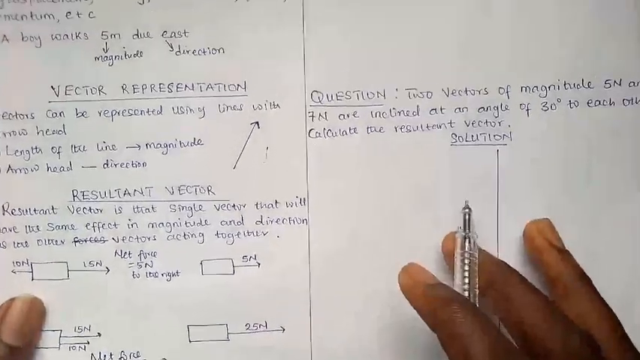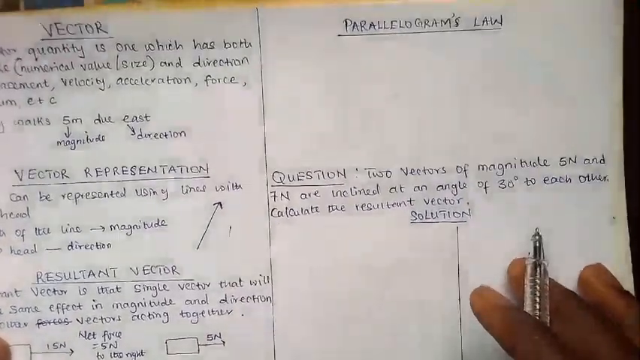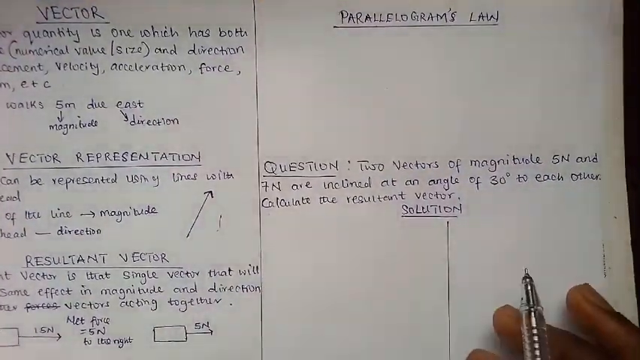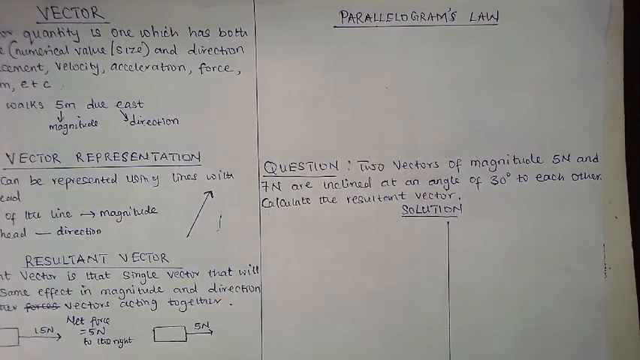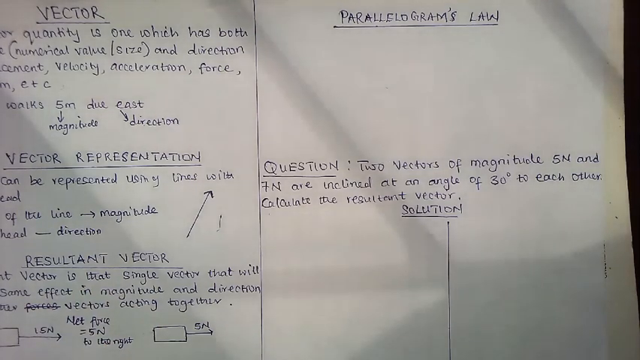Now, what if we have two vectors that are inclined at an angle to each other? If we have two vectors that are inclined at an angle to each other, of course we can't just do mere addition and mere subtraction in this case. We use what we call the parallelogram law of vectors.